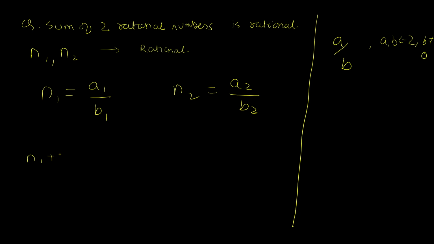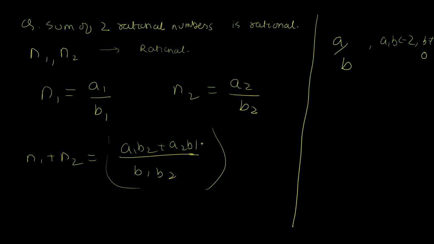And when I add these numbers, so I add and take the LCM, I get this expression, and we should be able to see that this also looks like a by b, because a linear combination of two integers is also an integer, and so is the product of two integers. So ultimately what I have for n1 plus n2 is also a ratio of integers with the denominator not equal to 0. Therefore with this direct approach I'm able to prove that the sum of two rational numbers is always rational. Okay, I'll leave one question and a couple of hints before closing the video.